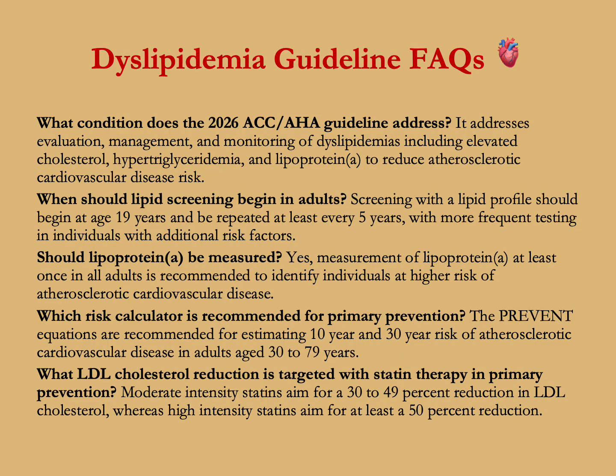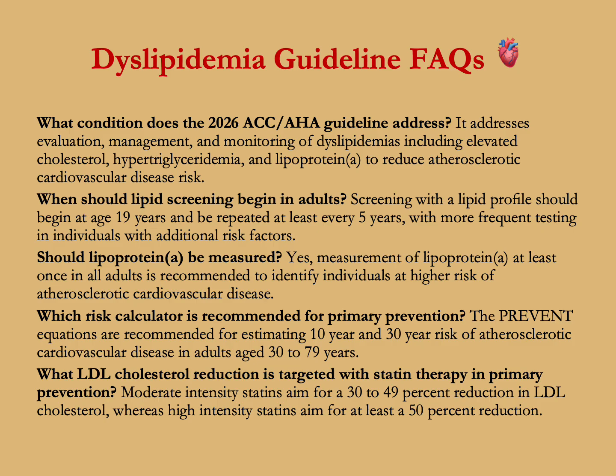What condition does this guideline address? It addresses evaluation, management, and monitoring of dyslipidemias, including elevated cholesterol, hypertriglyceridemia, Lp(a) to reduce atherosclerotic cardiovascular risk. When should lipid screening begin in adults? Screening with the lipid profile should begin at the age of 19 years and be repeated every 5 years with more frequent testing in individuals with additional risk factors.